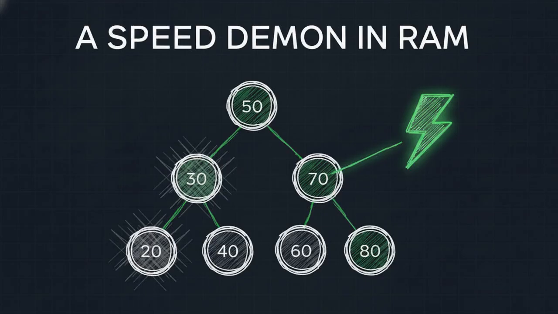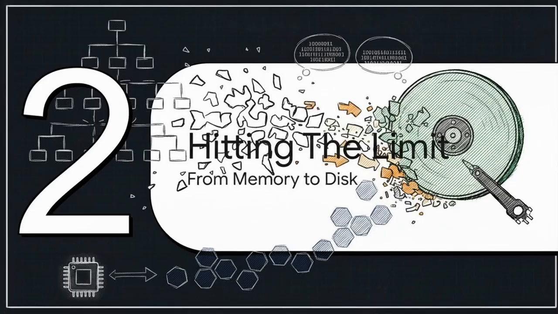And in its natural habitat, inside your computer's RAM, the BST is an absolute speed demon. Finding stuff is incredibly fast, because with every single jump you make, you get to throw away half of the remaining data. It's like playing a guess the number game on steroids. That's what we call logarithmic time, and it is just crazy efficient for in-memory lookups. But what happens when the data gets too big for RAM? What happens when our elegant little BST has to move out of its comfy home and live on a hard disk? Well, this is where the story gets ugly.